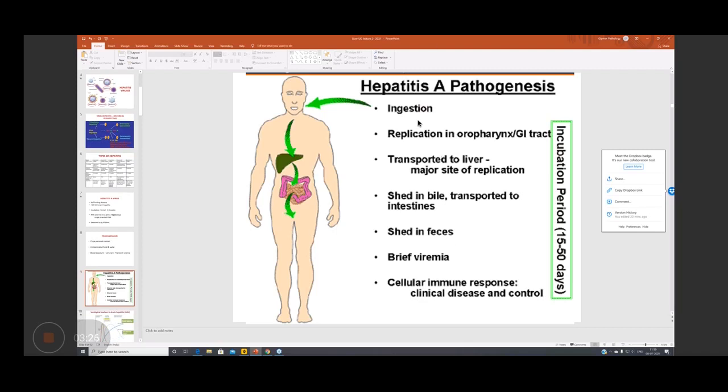So what is the main mode of transmission in the pathogenesis? Ingestion. It moves through the oropharynx and GI tract. Therein, it replicates, then travels to the liver, where there is the major site of replication. And then it is excreted through the bile into the intestines and then shed in the feces. This is why the fecal-oral route of transmission is very important.